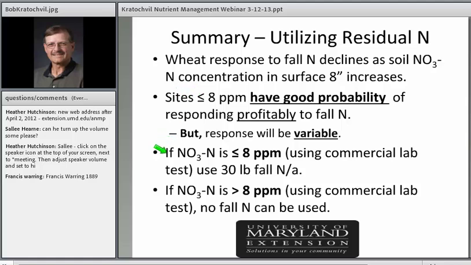All right. With that, the recommendations, if you are using a commercial lab: if you have a nitrate N concentration less than or equal to 8 parts per million, you can apply up to 30 pounds of fall N. If you want to use less, that's fine. And if your nitrate N concentration is greater than 8 parts per million, no fall N can be used per the regulation.